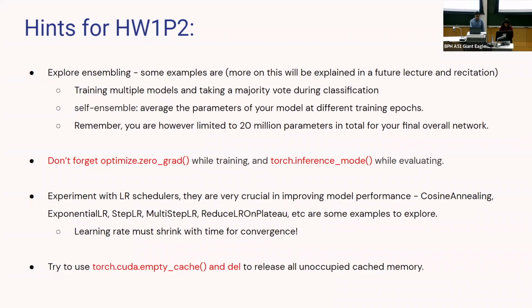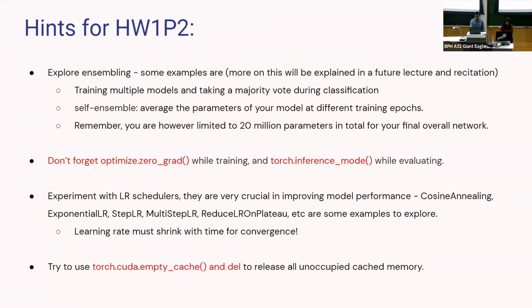Obviously, a lot of people forget optimizer.zero_grad during training or torch.inference_mode while evaluating. So this is just a friendly reminder to keep that in mind. We've basically written all of this out for you in the starter notebook, but for future notebooks, you might not be getting the exact same amount of code being written out and handed to you. So there's some things to keep in mind.